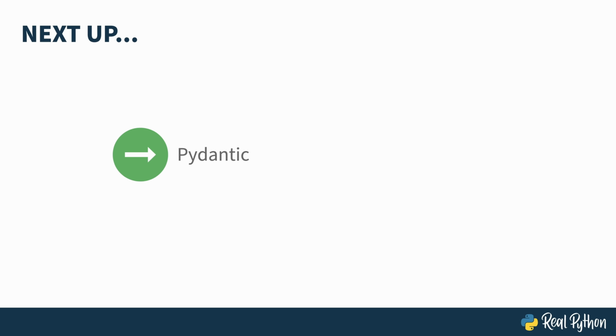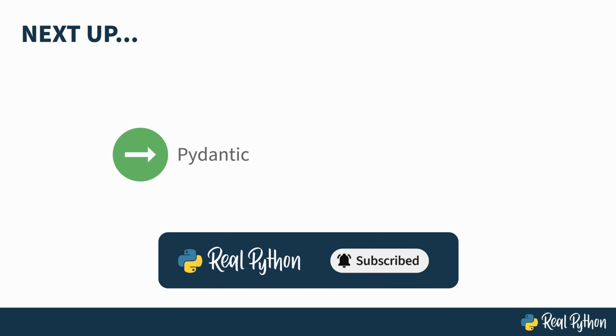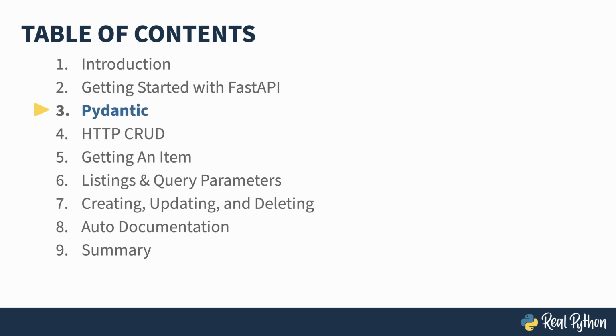Your API may need more complex data structures than dictionaries. To help with this, FastAPI integrates with the Pydantic library. I'll show you that next. In the previous lesson, I showed you a Hello World FastAPI app. In this lesson, I'm going to introduce you to Pydantic, a data validation library used by FastAPI.